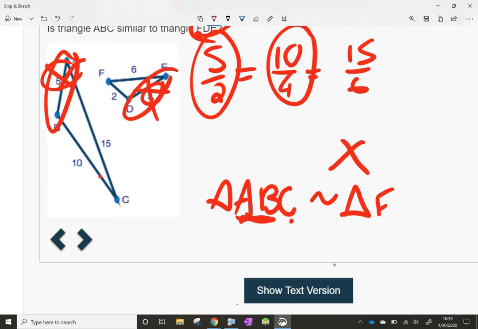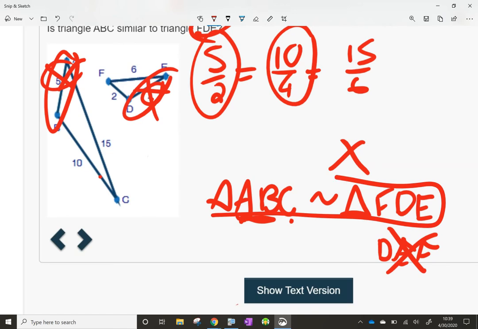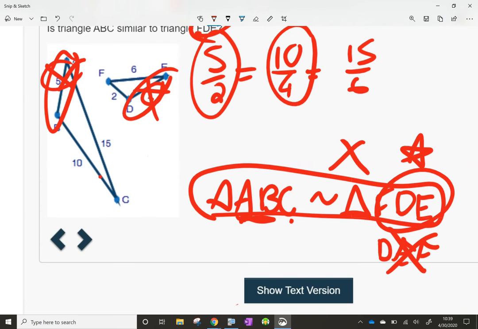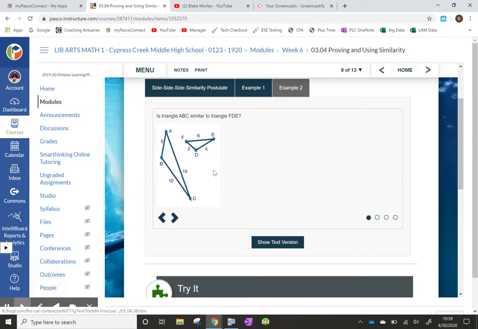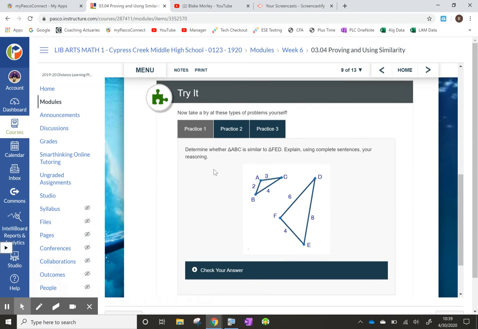So saying FDE and not anything else like DEF, that's the correct way of saying it. Okay, writing it like this. So make sure the order of your letters matters. It really, really does. It has to line up and pair up with the original one. All the sides pair up, all the angles pair up.